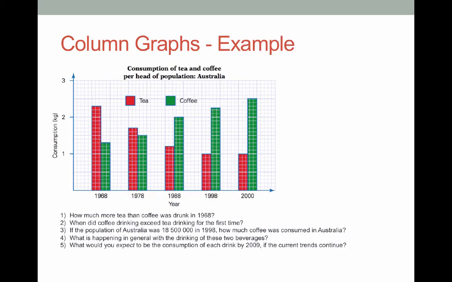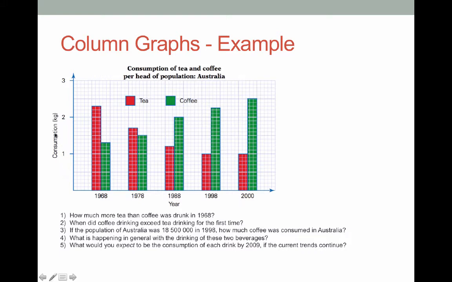Here we have side-by-side column graphs. In the red, we have tea, and in the green, we have coffee. And if I read the title, it says consumption of tea and coffee per head of population in Australia. I note that down the bottom I have the years 1968, 1978, 1988, 1998 and 2000. So it looks like they're going up by decades until we get to the end here.